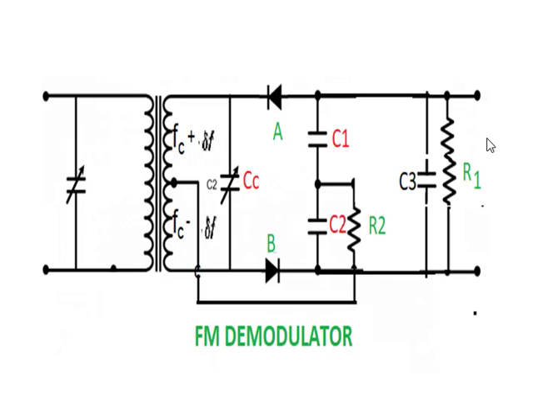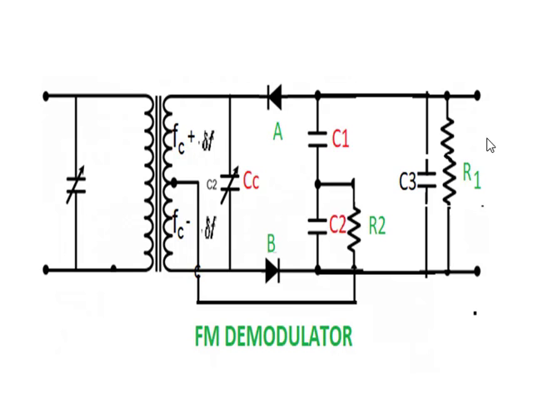The FM demodulator. FM is the frequency modulated wave, which consists of the carrier wave frequency, a wave with a frequency above the carrier wave, and a wave with a frequency below the carrier wave. We have to separate the low frequency signal, that is the message carrying signal, from the frequency modulated wave. For this purpose, this circuit is used.